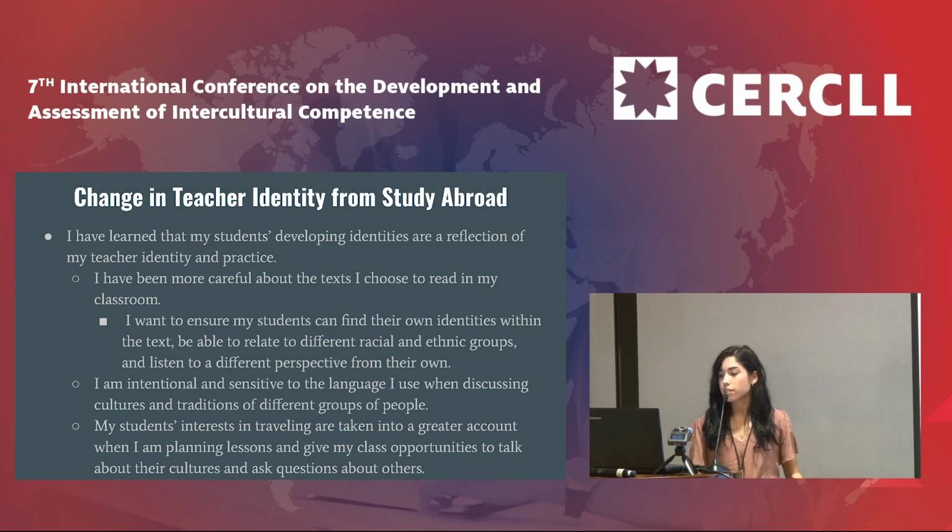And my students' interests in traveling have been taken into greater account when I'm planning my lessons, and I give my students the opportunity to talk about their cultures and ask questions about others. Because they know I've been to China, they've been more interested in China. But that's created a whole new interest in them. They already speak English, they already speak Spanish, and now they want to learn a third language. And they've gone home to their families and they've taught them words, and that's been incredible to see.